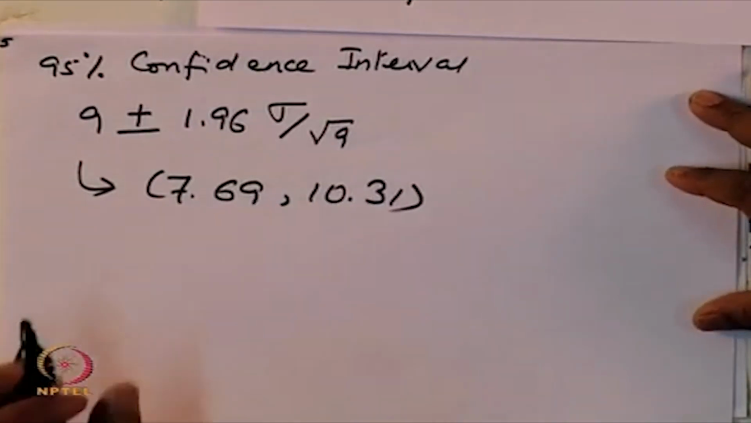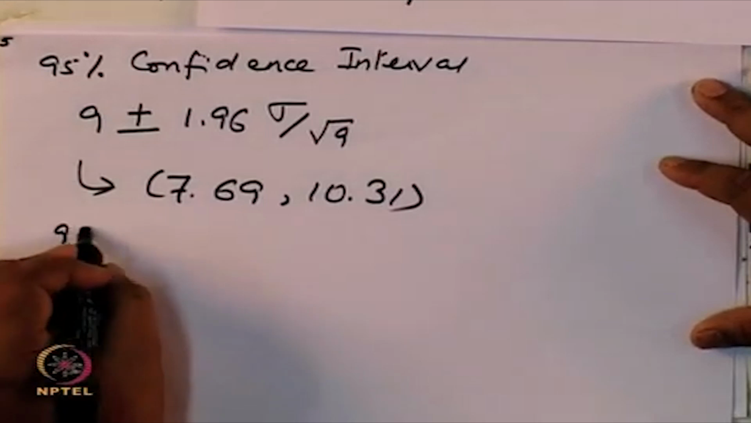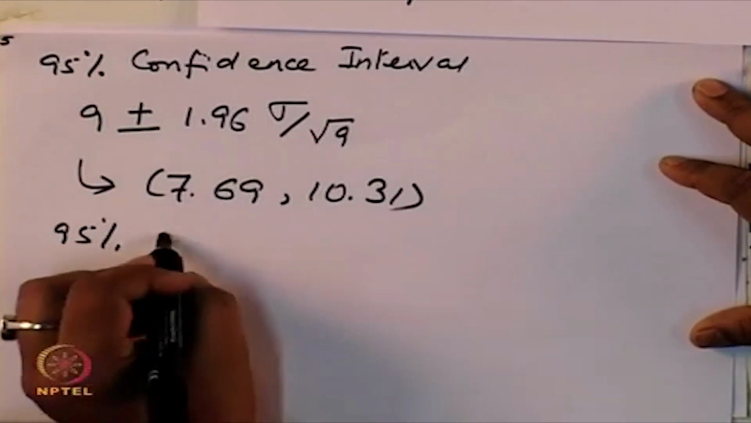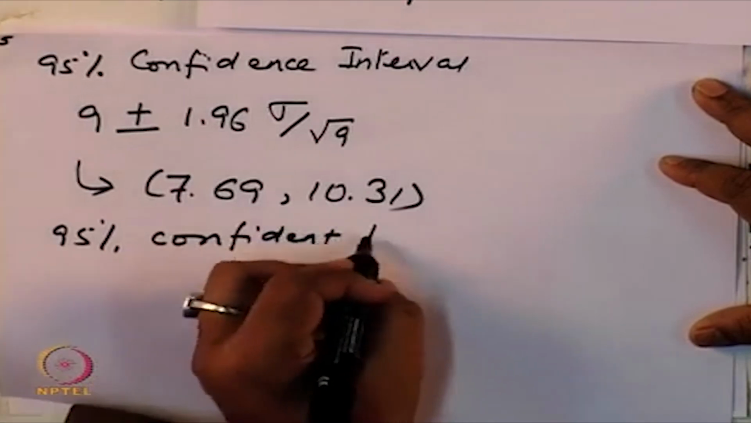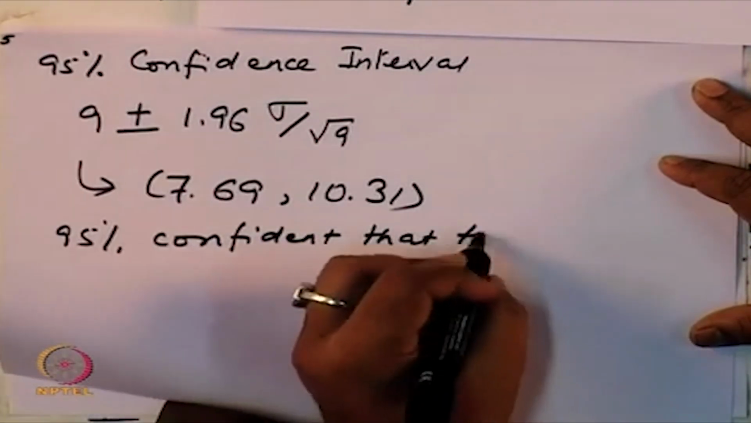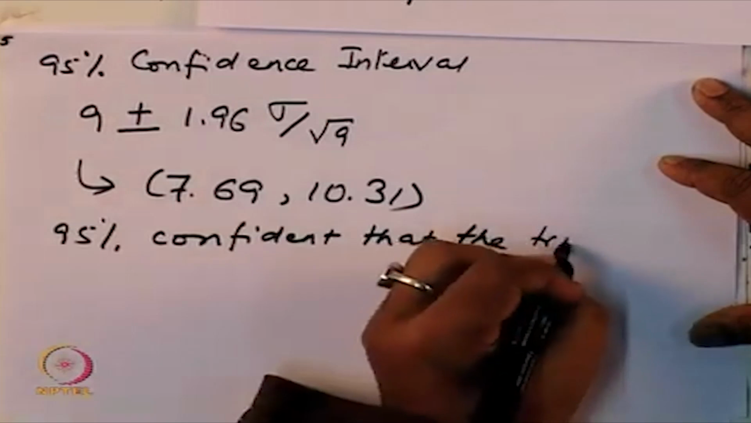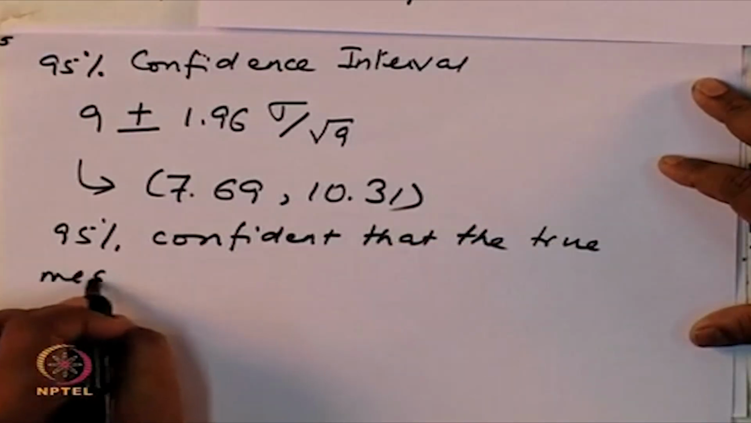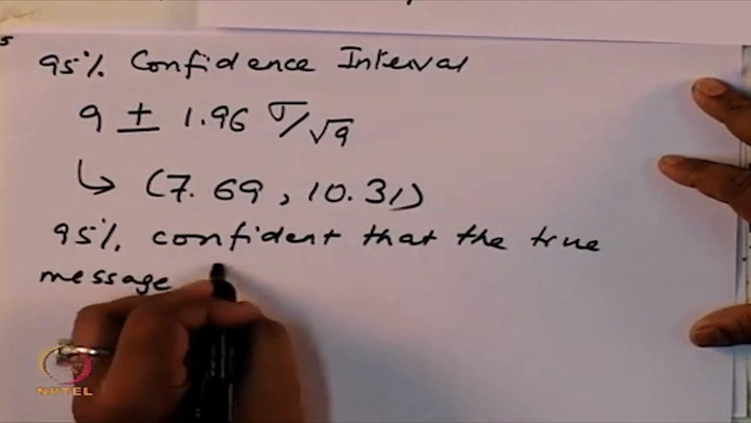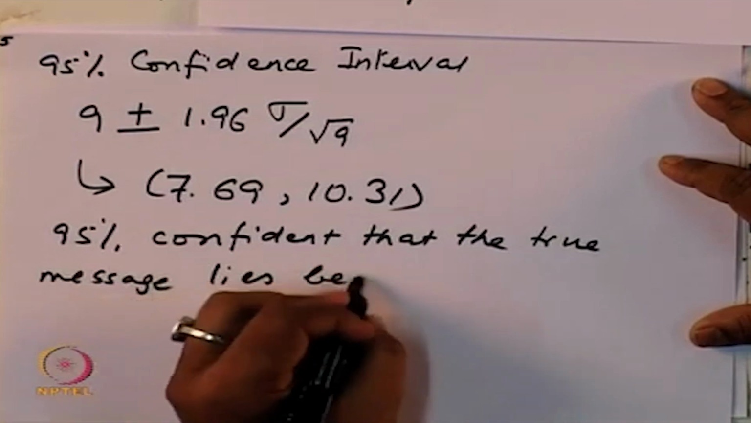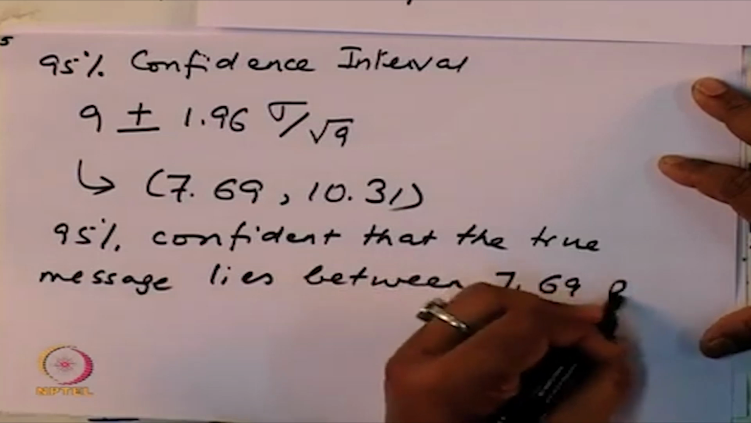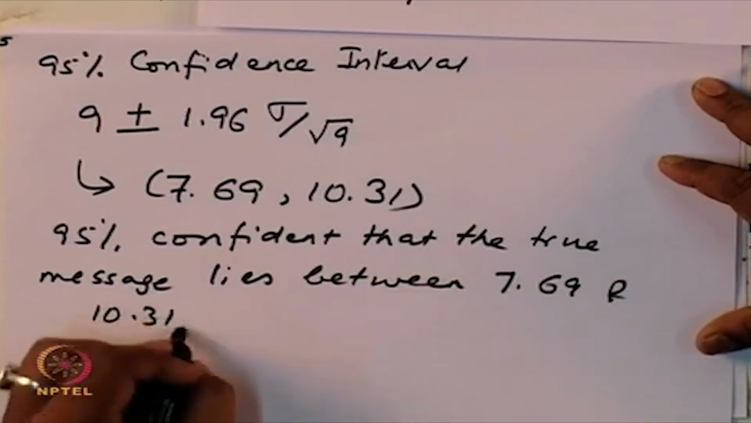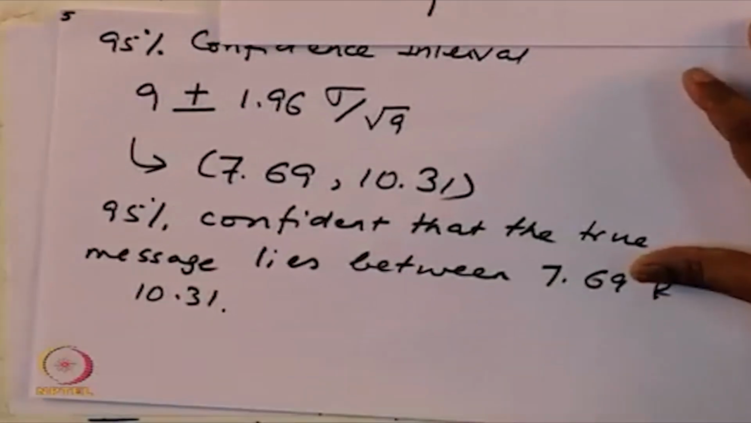So, this tells us that we are 95% confident that the true message lies between 7.69 and 10.31.